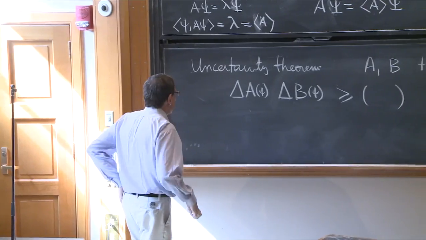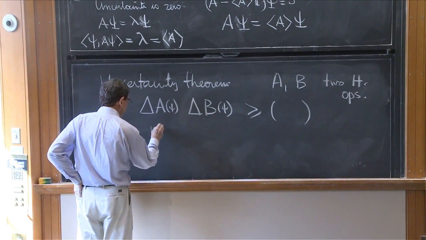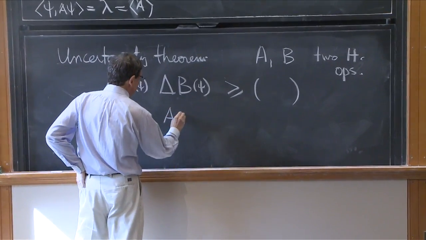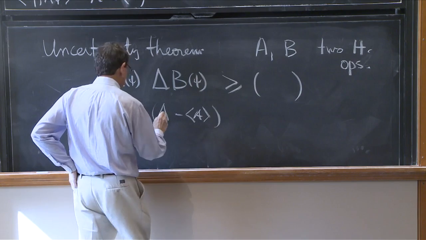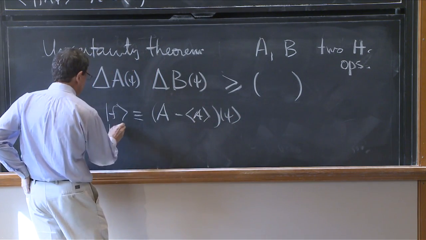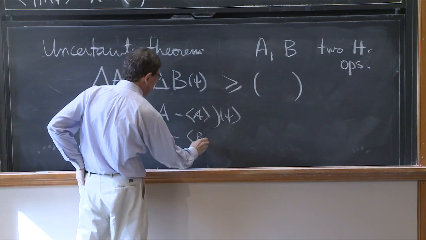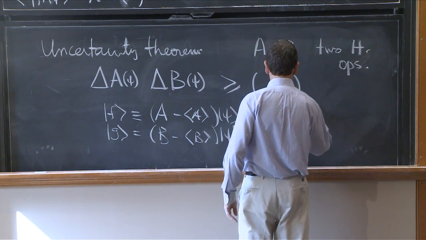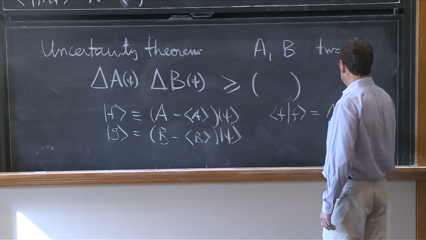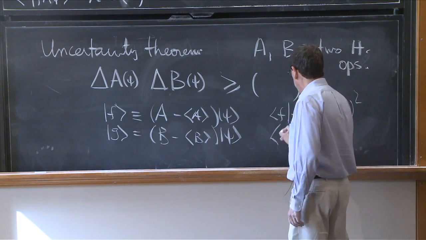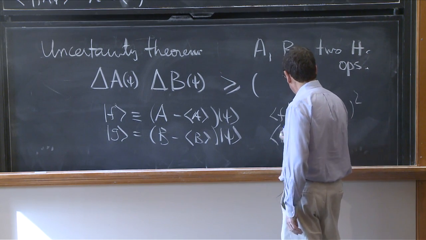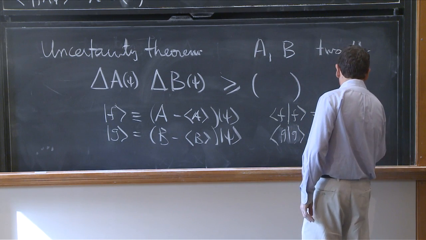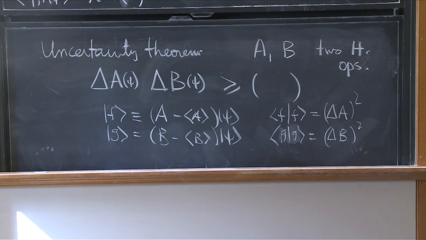So how would you set this up? You would say, define F equal to A minus the expectation value of A acting on psi, and G equal to B minus the expectation value of B acting on psi. Then <F|F> is delta A squared, <G|G> is delta B squared, and you just need to compute the inner product <F|G>, because you need the mixed one.